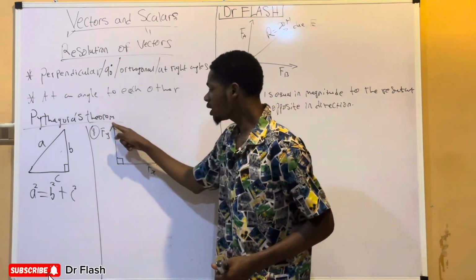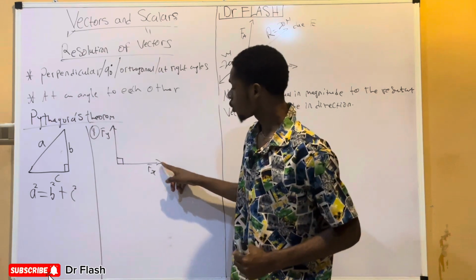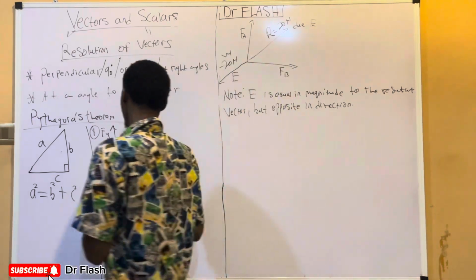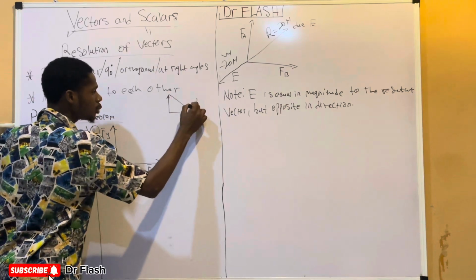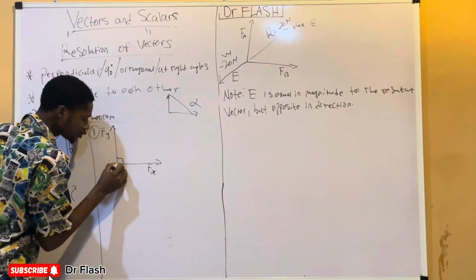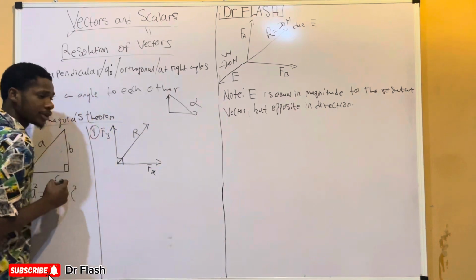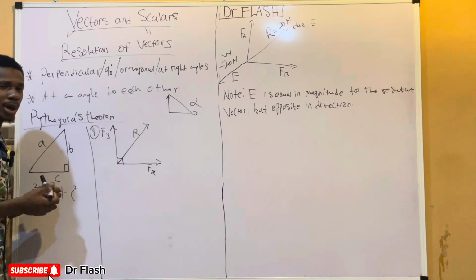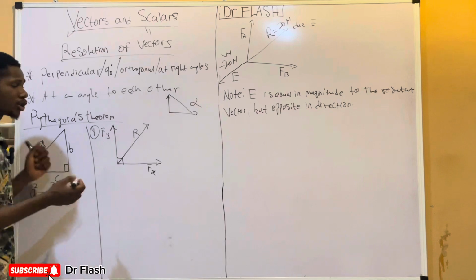Simply because this is not my resultant vector. The resultant vector must be drawn from the intersection of these two vectors. So take note: if you draw the resultant vector like this, it will be wrong. Rather, it is drawn from the intersection of these two vectors. We're going to call it R. Now here is how we solve for the resultant vectors when vectors are perpendicular, at right angles, 90 degrees, or at an orthogonal angle to each other.